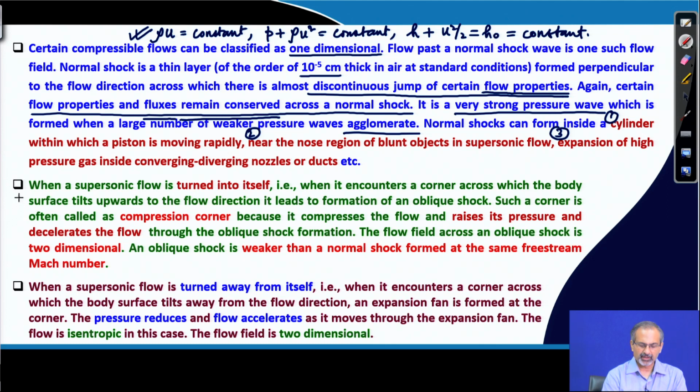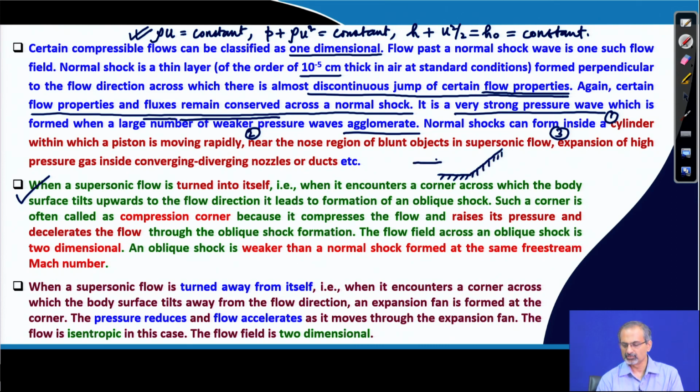Well, you could have other types of shocks. We just said that we could have oblique shocks. So, when does that happen? When a supersonic flow is turned into itself, that is when it encounters a corner across which the body surface tilts upwards to the flow direction, it leads to formation of an oblique shock. So, such a corner is often called a compression corner, because it compresses the flow and raises its pressure and decelerates the flow through the oblique shock formation. So, we will make a very small sketch over here to explain what we mean by a compression corner. This is how it looks.